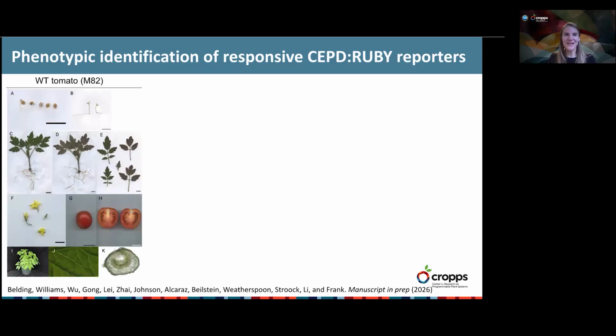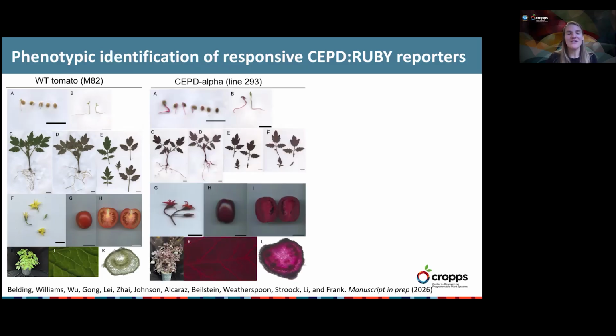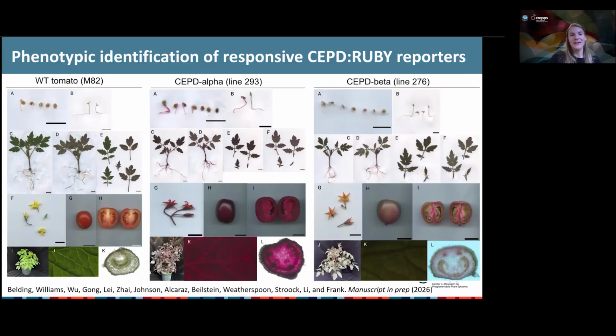This is a mugshot showing wild type for context, and this is an event for our CEP-D alpha construct, where you can see that Ruby is highly expressed in all tissues throughout the life cycle. This was consistent across several events, indicating that this is true to the expression of this gene. In contrast, CEP-D beta, another paralog, is localized to vasculature and is very lowly expressed under full nutrient conditions. We carried multiple independent events of CEP-D beta forward to test for the nitrogen responsiveness of this gene.